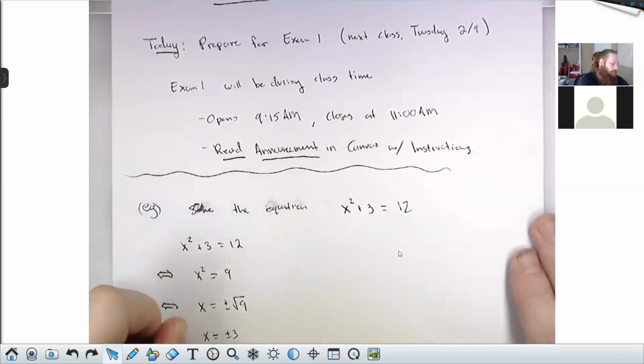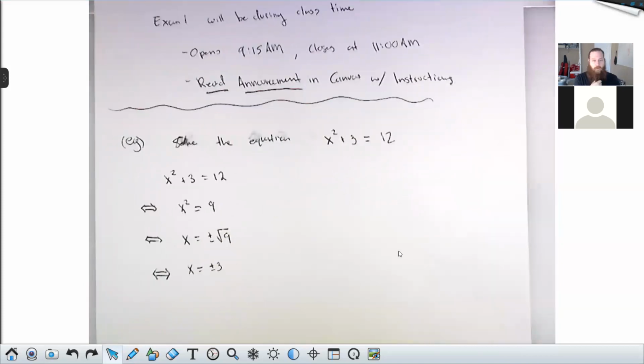Here we got lucky because the thing that we had to take the square root of at the end was a perfect square. But that's not always going to be the case. So let's try one more where the thing we have to take the square root of here isn't quite so nice.